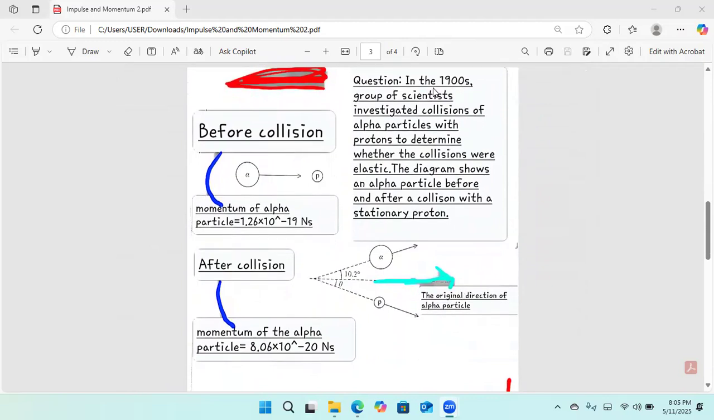In the 1990s, a group of scientists investigated collisions of alpha particles with protons to determine whether the collisions were elastic. The diagram shows an alpha particle before and after a collision with a stationary proton. Momentum of the alpha particle before the collision is 1.26 × 10^-19 Ns. After the collision, the momentum of the alpha particle is 8.06 × 10^-20 Ns, and this is in the original direction of the alpha particle.